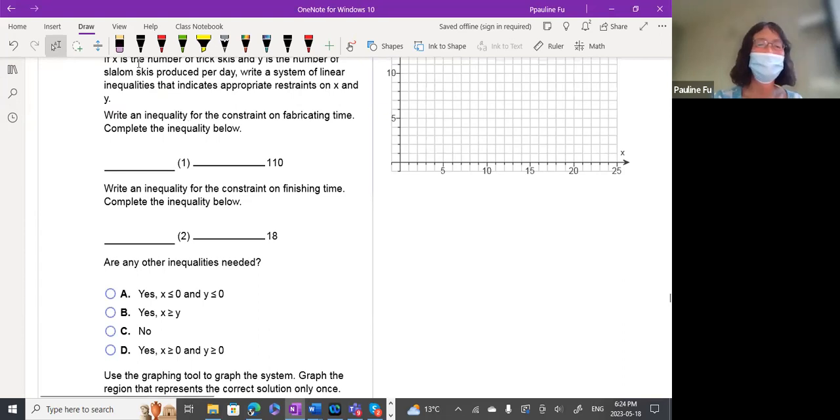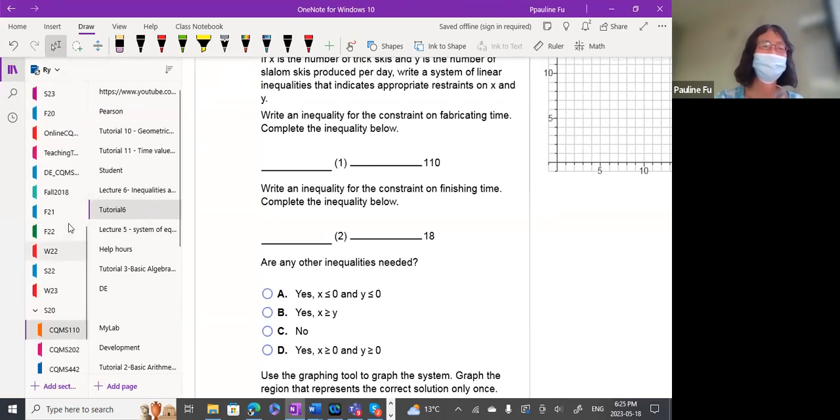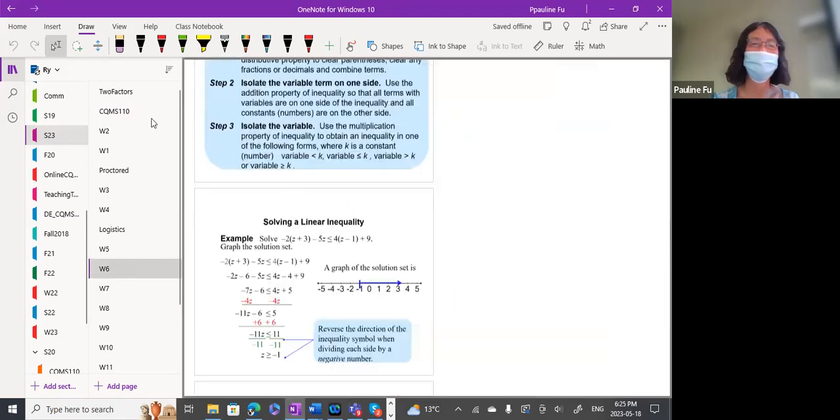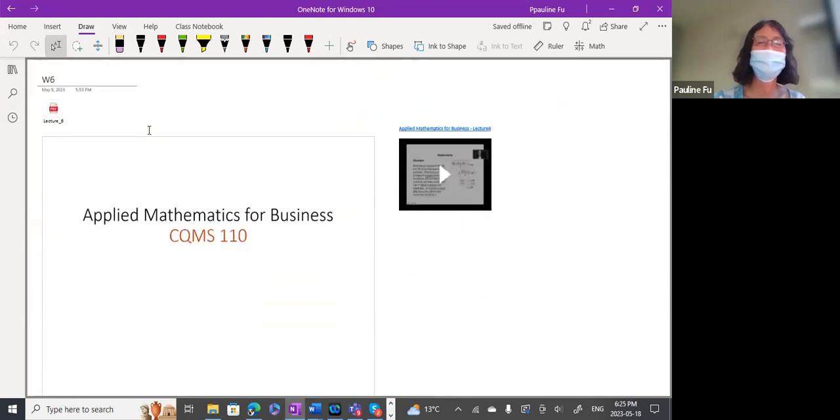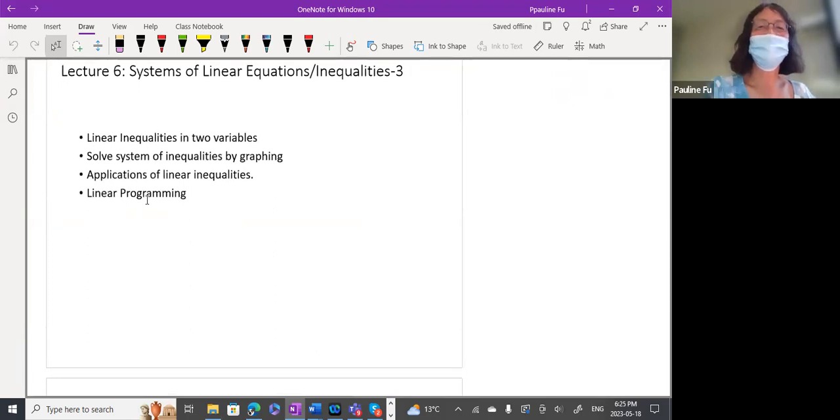Okay. All right. So today is lecture six. Lecture six is about linear inequality in two variables, and also how to solve system of inequalities by graphing, application of inequality. Last coverage is linear programming.